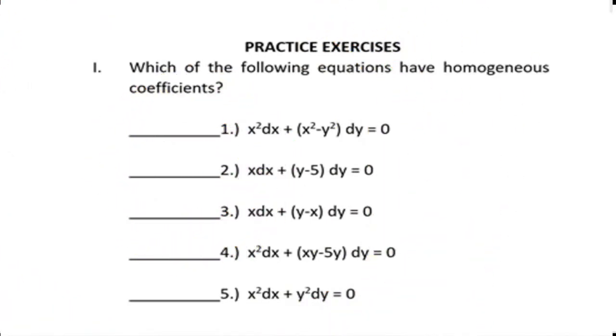At this time, we will assess our learning. Our assessment has two parts. The first evaluates us in identifying an equation with homogeneous coefficients. The second test is finding the solution. For each test, you will be given time to answer, and then the answer will be given later.